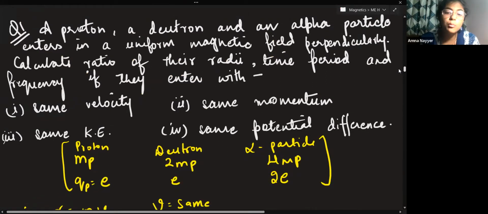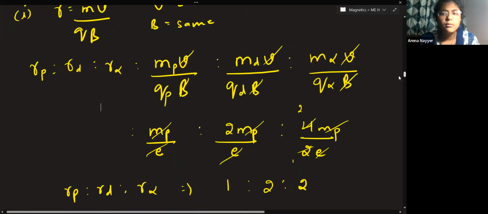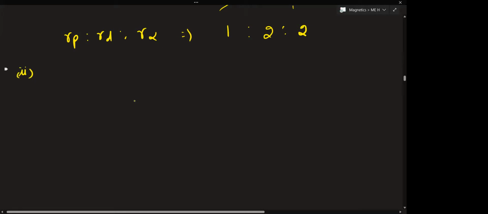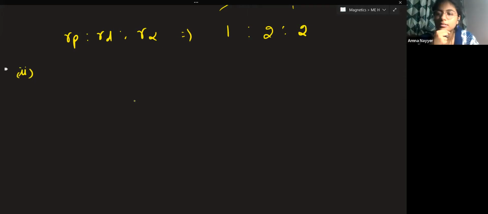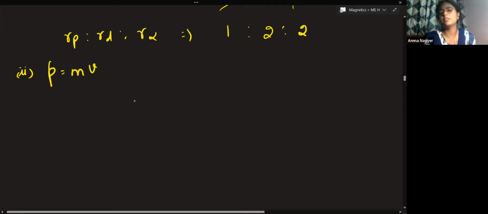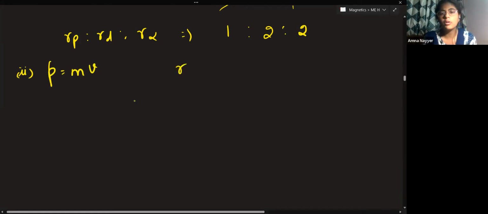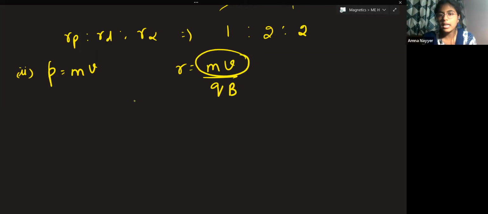Second part says same momentum. Did we see any formula where momentum came? No, we didn't see any formula where momentum came. What's the formula of momentum? mv. Momentum is mv, basically the product of mass and velocity. Now, formula of radius is mv divided by qB. So, can I write this term as P divided by qB? Momentum divided by qB. mv is already given.